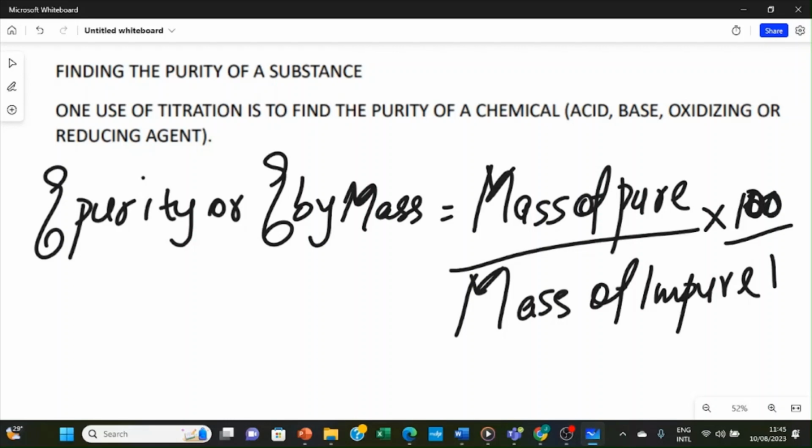So basically we'll be looking at different calculations. We're going to solve some examples and questions based on this. So please, I want us to listen attentively so you can benefit from today's lecture. Having stated the formula, percentage purity or percentage by mass is equal to mass of the pure substance divided by mass of the impure substance, multiplied by 100 over 1. Now let's go to questions without wasting much time.